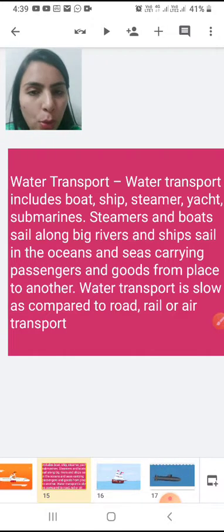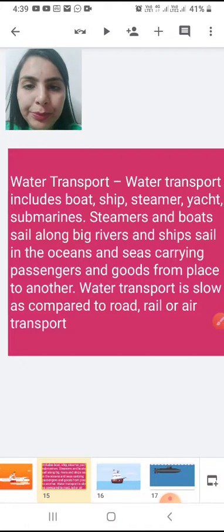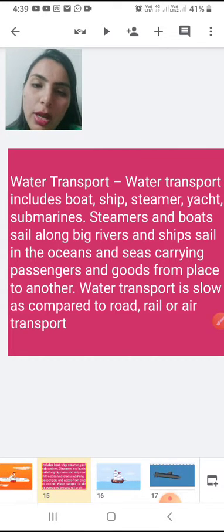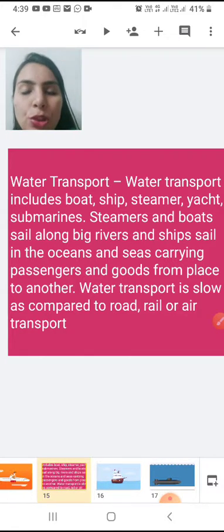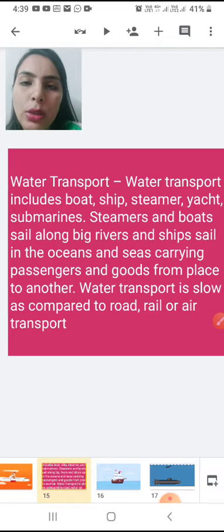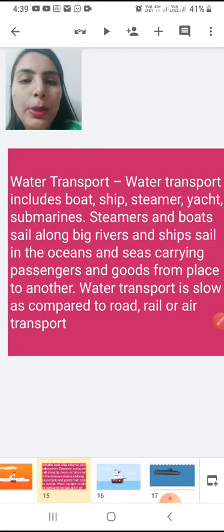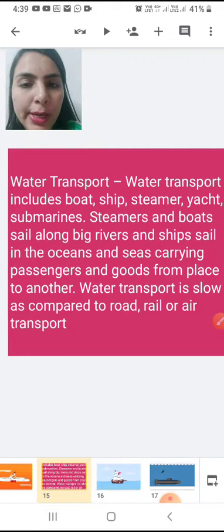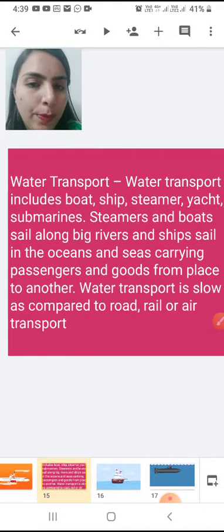You all know about boats. There are small boats which carry some people and commute from one place to another. And next is ship. You all know there are huge ships in the sea, in which people can stay, take rooms, enjoy trips, or go from one place to another. They use ship.